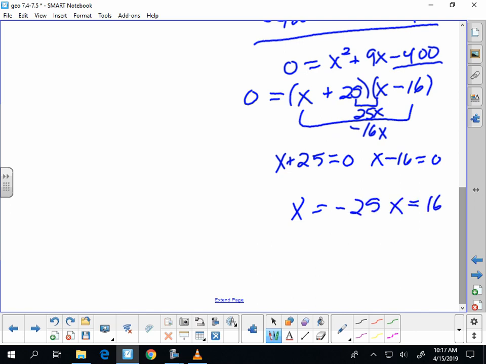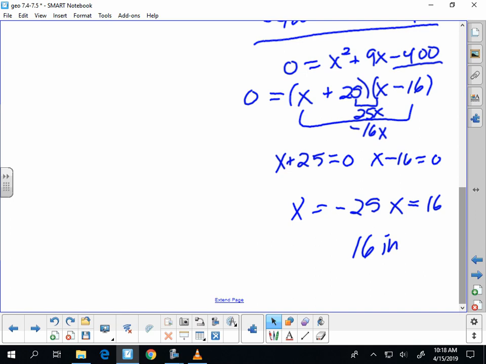Which one of those is possible? It has to be 16 in this case because we're talking about the distance something traveled, right? So it can't travel a negative 25. You can't have a negative distance, so it's got to be 16 inches. So that robot traveled 16 inches.